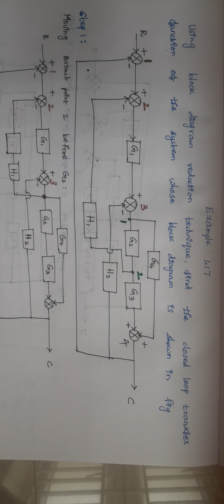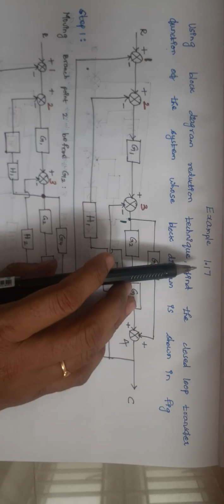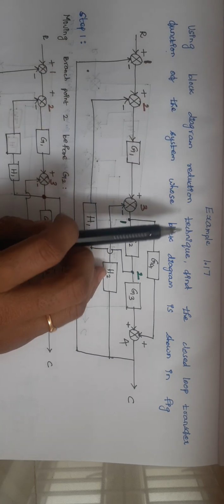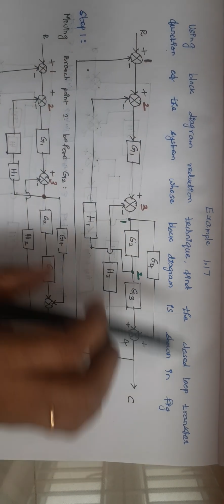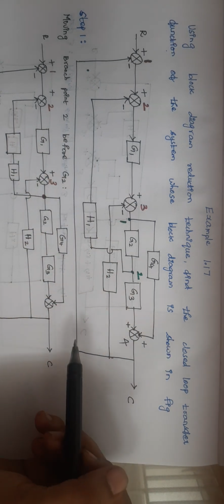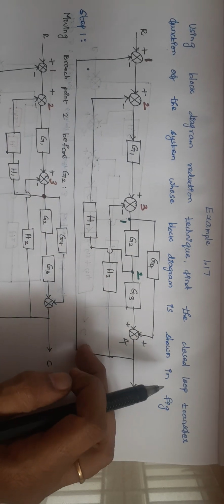Today we are going to solve the problem example 1.17. The problem is: using block diagram reduction technique, find the closed loop transfer function of the system whose block diagram is shown in figure. So this is our given problem.